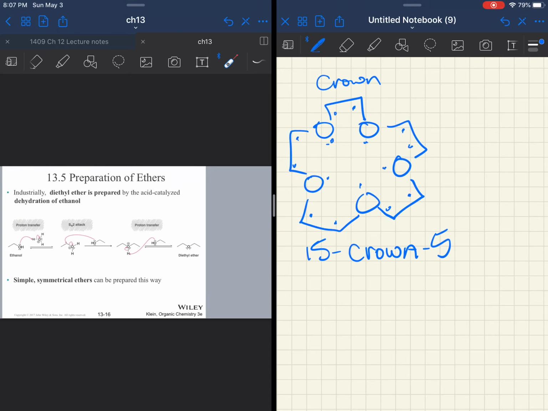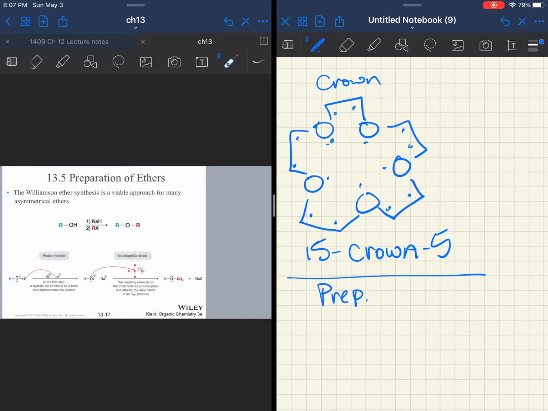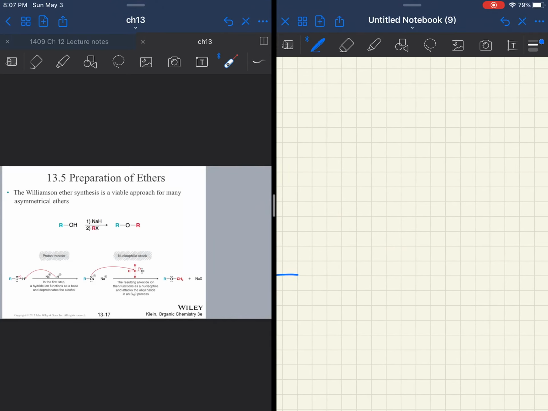All right, now preparation of ethers. There's going to be some new, some review, some combination. All right, we're not going to focus on this industrial reaction. It's great industrially, and it's good for very simple symmetrical ethers. We're going to be more interested in reactions we have a little bit more control over. And so Williamson ether synthesis, and I'm actually going to start on the next page here. This is definitely a reaction and mechanism that you should know. And this is a great way to make an ether.